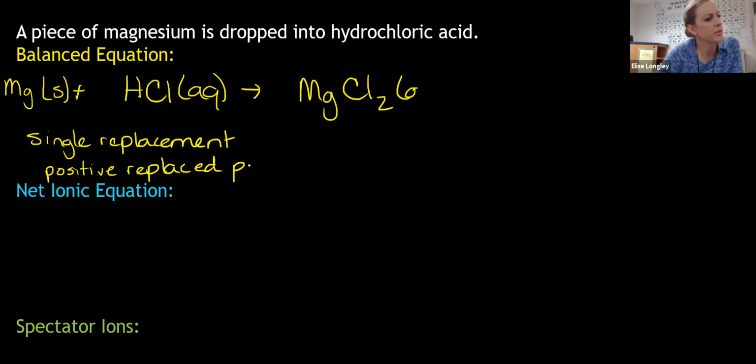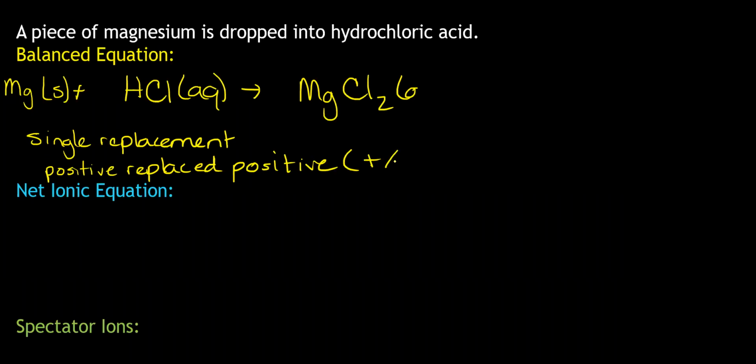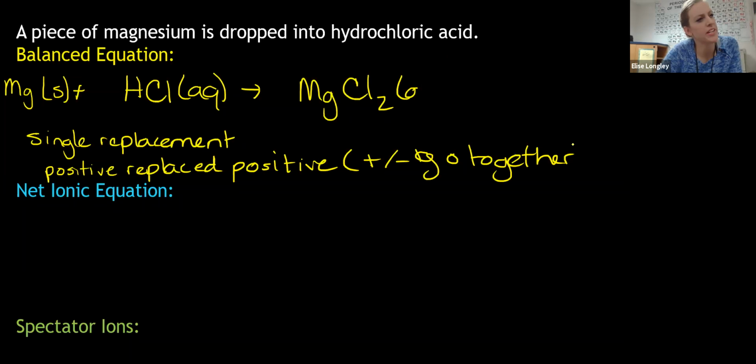Yep, positive replaced positive. Only positive and negative can go together, right? So I'm writing both ways that people remember it. So you saw that Mg as an ion is 2+, Cl as an ion is 1-, and that's why we had 2 chlorines. So we could have 2 negative and 2 positive to perfectly balance to 0. Perfect. And what phase was that?